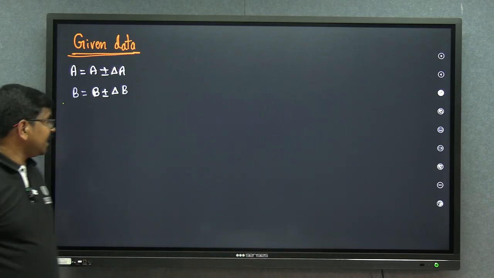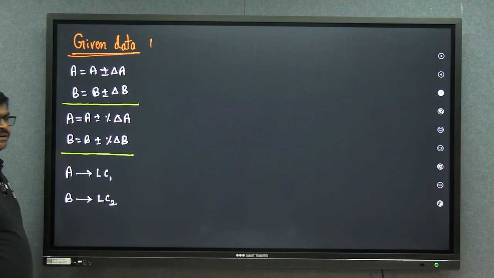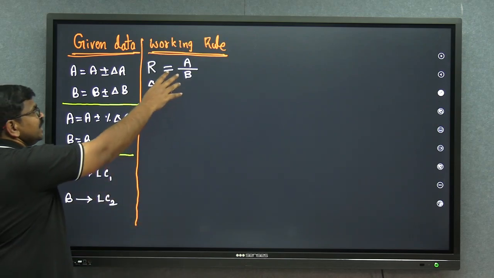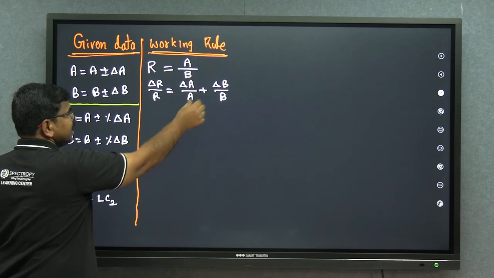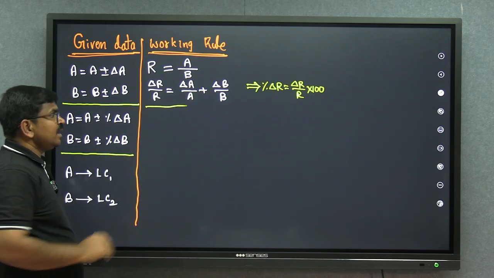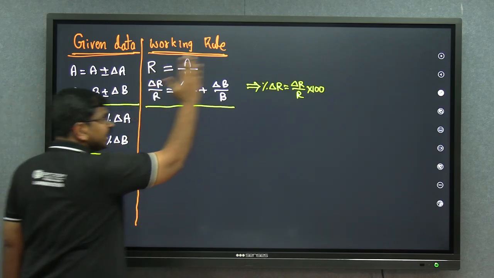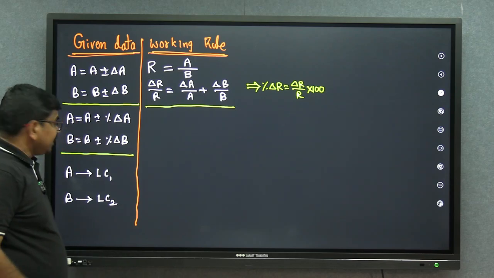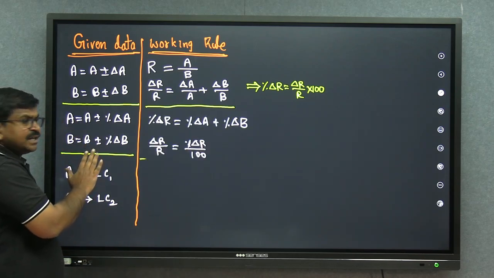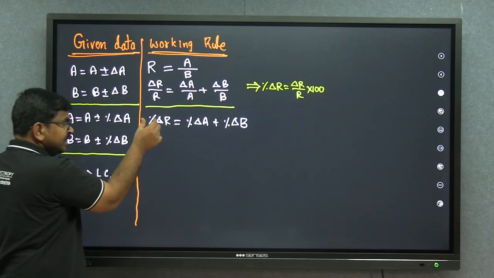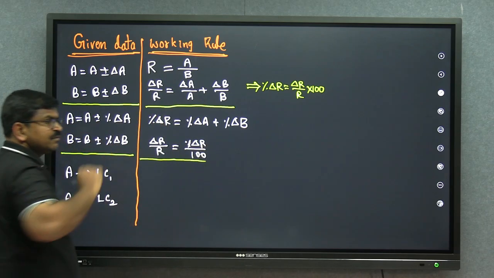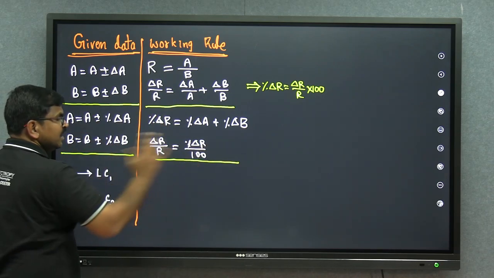Division: the given data will again be in 3 ways, and the operation is A by B. In the first case, delta R by R equals delta A by A plus delta B by B, and after finding the fraction error I can get the percentage error. In the second case, the given data is percentage error, so I will apply the rule that percentage errors are added. After getting this, I can get the fraction error from this data just by dividing by 100.